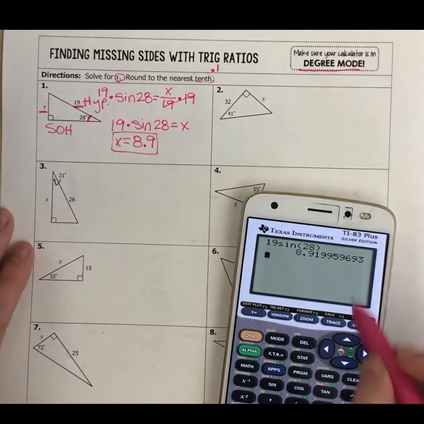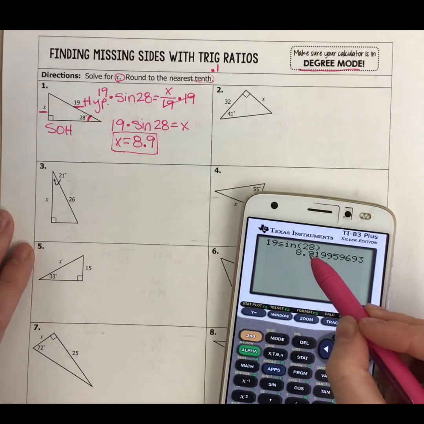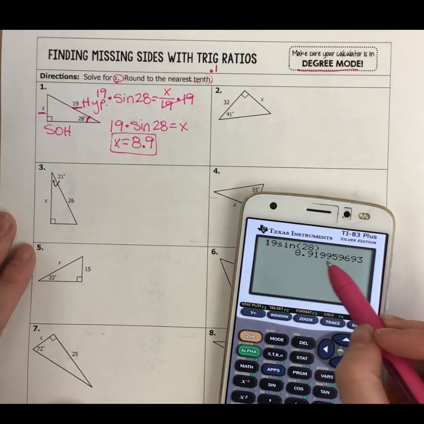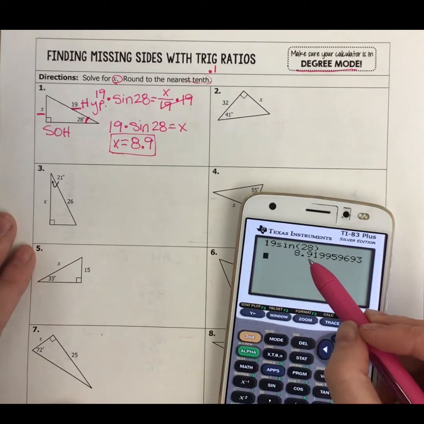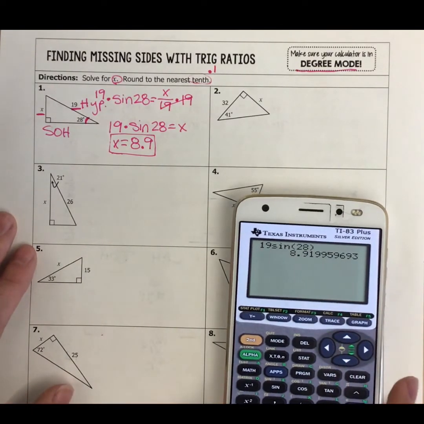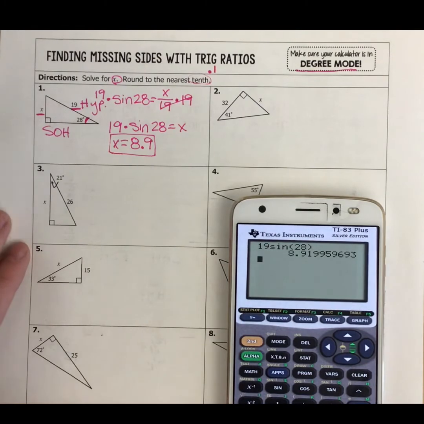Rounding to the nearest tenth, we want to cut off for this 0.9, and since the next number is a 1, even if we were to round that up to 2 because of these 9s back here, we would still not be able to round that 9 up to the next number. So we would have 8.9 for our first option.